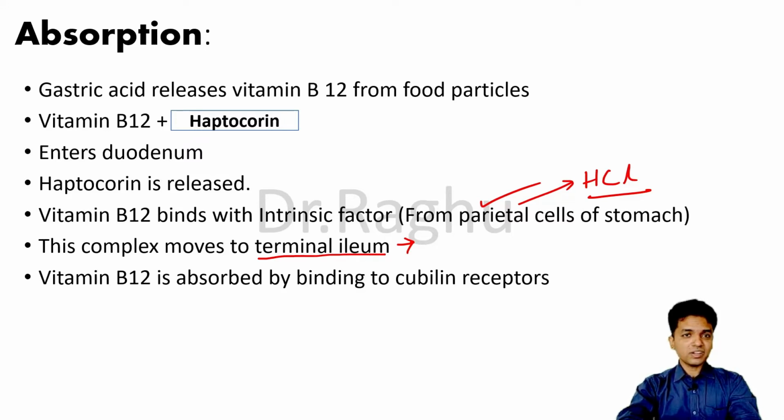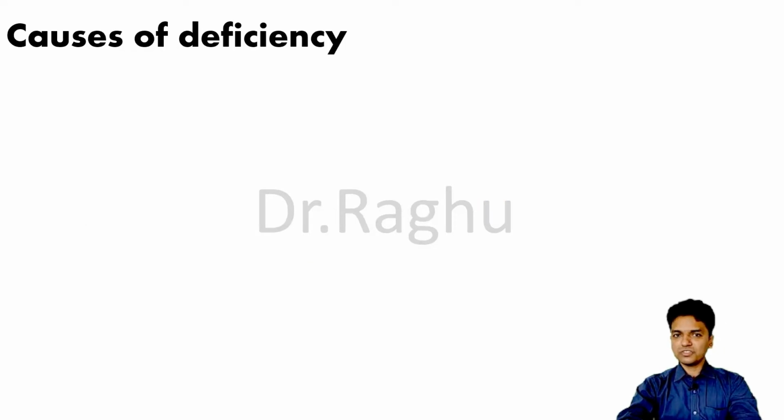So there are two important things in the stomach. One is the gastric acid, another thing is the intrinsic factor of Castle. And we also need the intactness of the ileum, because the site of absorption of vitamin B12 is at the ileum, and we also need the presence of tubulin receptors to which this complex of B12 and intrinsic factor is going to bind, and it causes endocytosis and absorption of vitamin B12. Remember this part. Next, let's see the causes of deficiency.